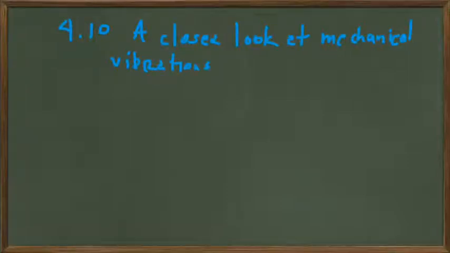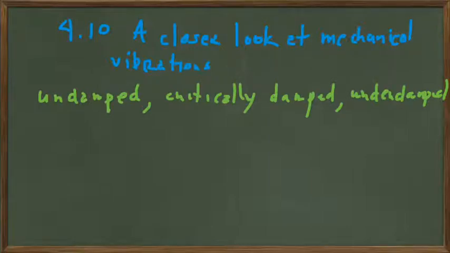In this last video for Chapter 4, we're going to look at the three key examples for mechanical vibrations, which are called undamped, critically damped, and underdamped. So we're going to look at the undamped case first.